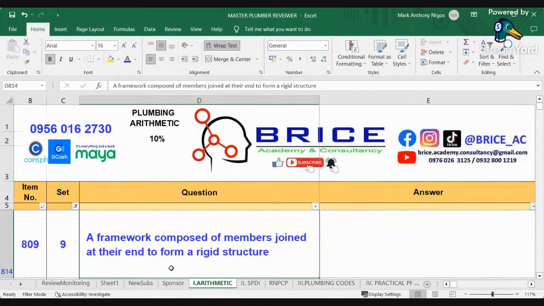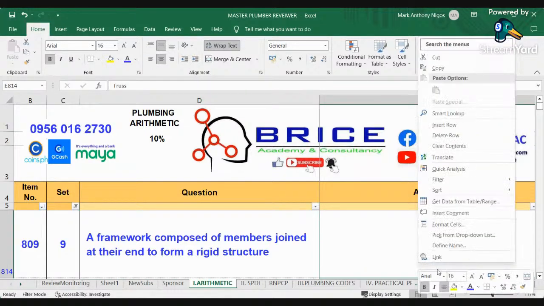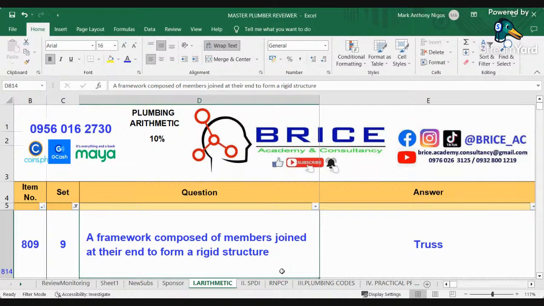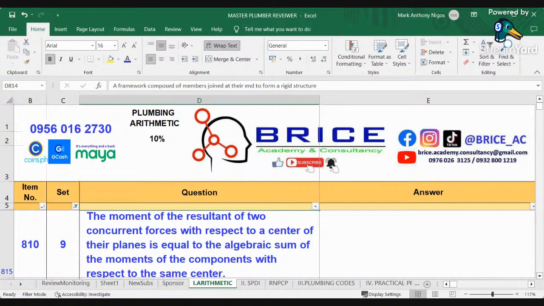809. A framework composed of members joined at their end to form a rigid structure. The answer is truss. Truss, no? Or yung trusses na tinatawag. Frame composed of members joined at their end to form a rigid structure. The answer is truss. Okay.